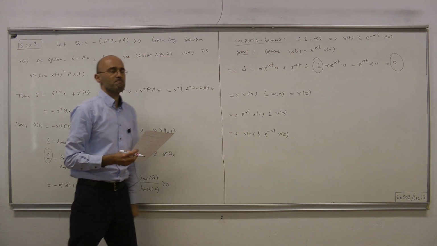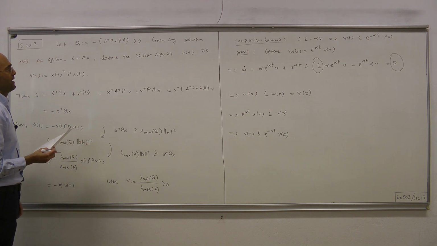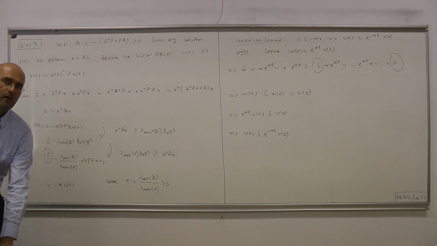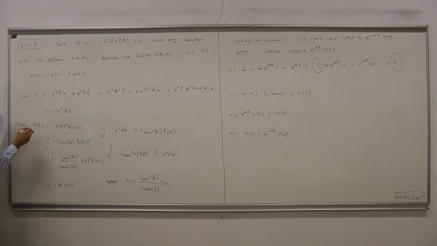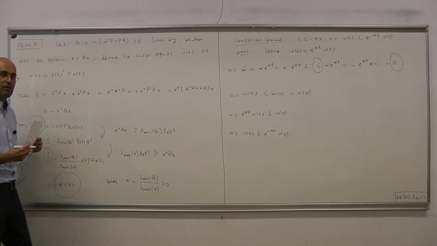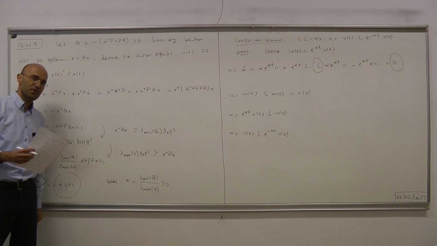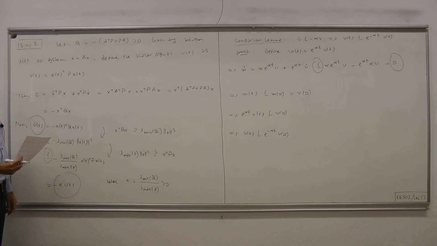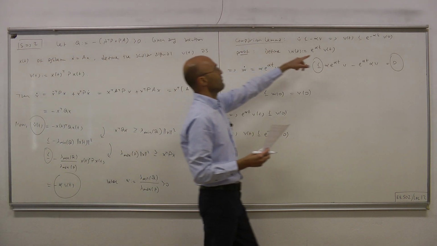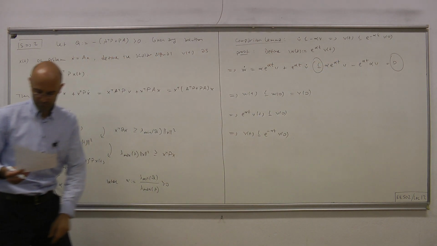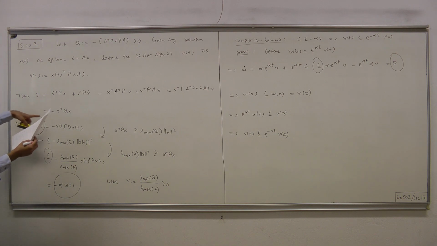With this lemma in our hands, now we can proceed with our proof. And where we left was v dot of t less than or equal to minus alpha v of t. And by the comparison lemma, we now know that v of t must be less than or equal to that. Okay, and v of t is here, x transpose px.